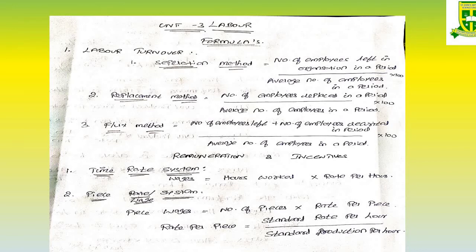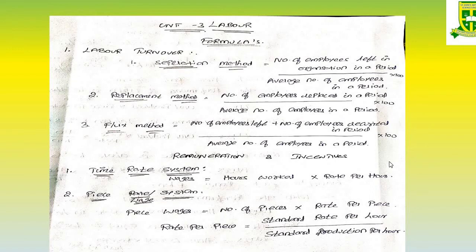If I am a pen manufacturing company, the standard output to manufacture per day is 10 pens. A is producing 12 pens, B is producing 13 pens. So according to the pieces, I have to pay. For one pen, I am giving the rate of 10. So A is producing 12 pens, A will get 12 into 10, 120. B is producing 15, so 15 into 10, 150. So that is the piece rate. This is the difference between time rate and piece rate.